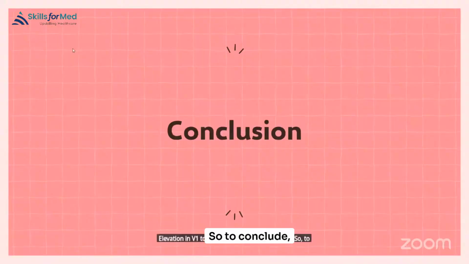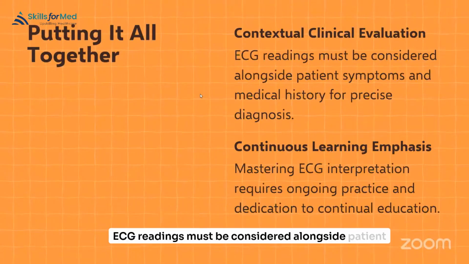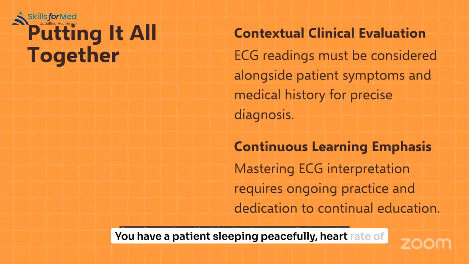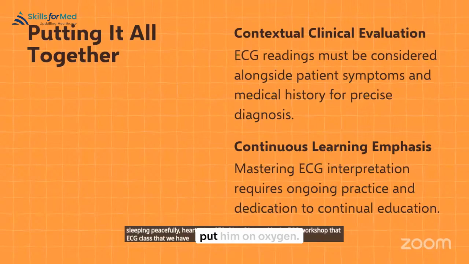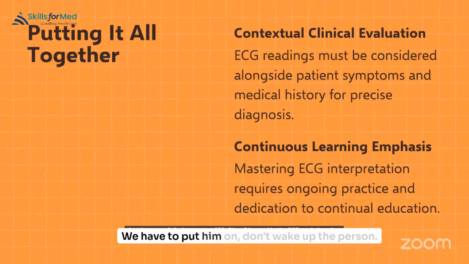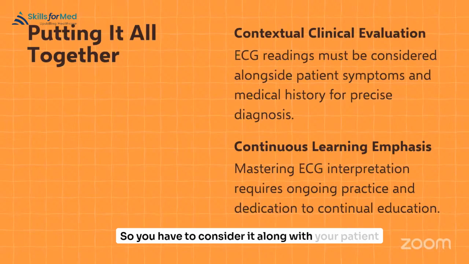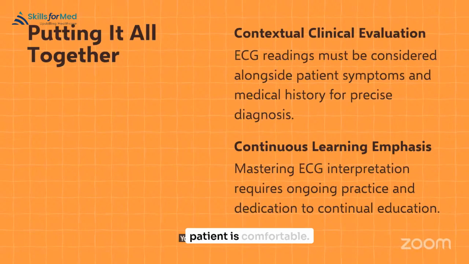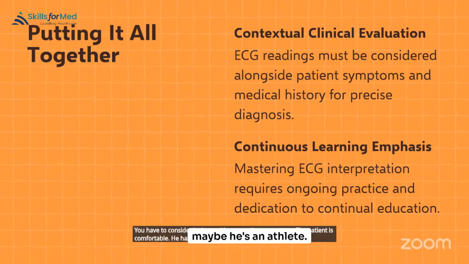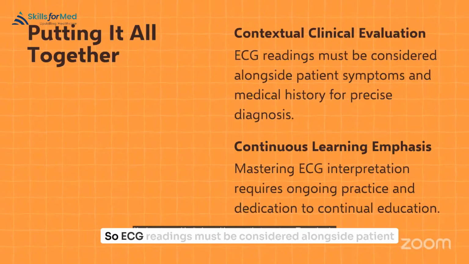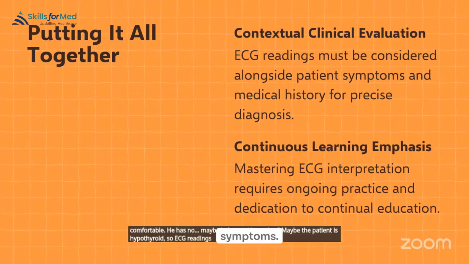So to conclude, ECG readings must be considered alongside patient symptoms. You have a patient sleeping peacefully, heart rate of 50. Okay, I learned in the ECG workshop that we have to put him on oxygen. We have to put him on... don't wake up the person. So you have to consider it along with your patient symptoms. The patient is comfortable. Maybe he's an athlete. Okay. Maybe the patient is hypothyroid. So ECG readings must be considered alongside patient symptoms.